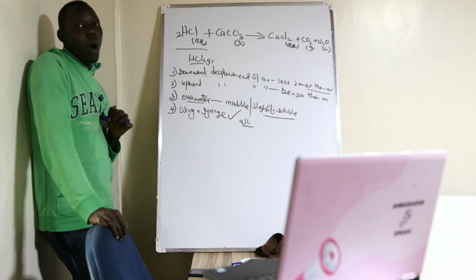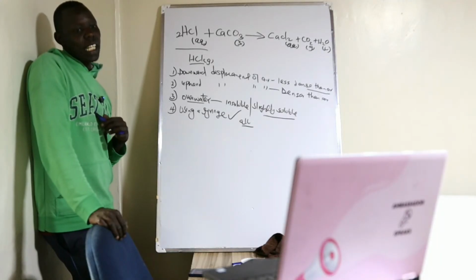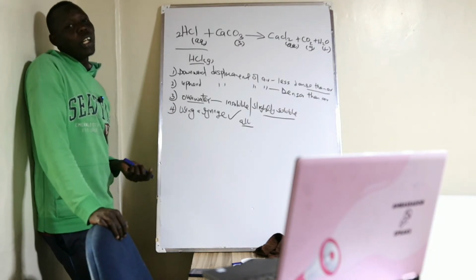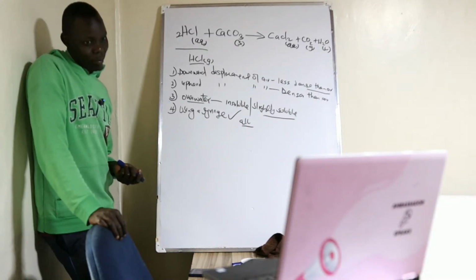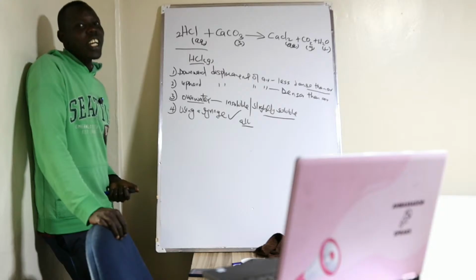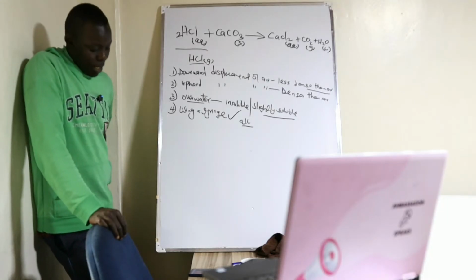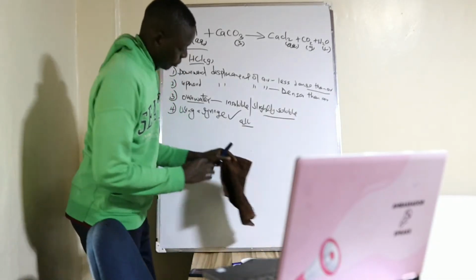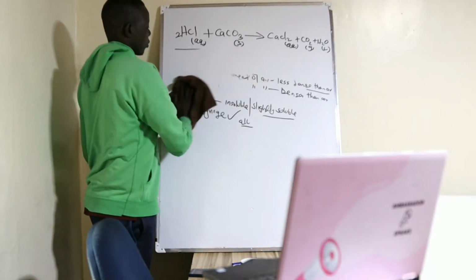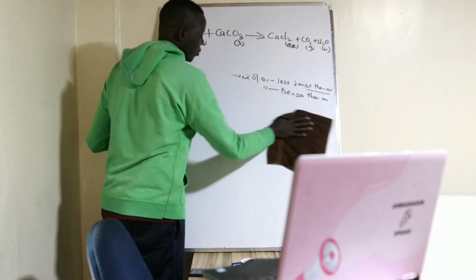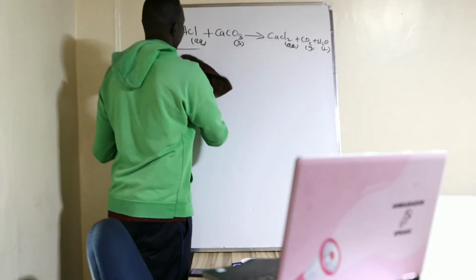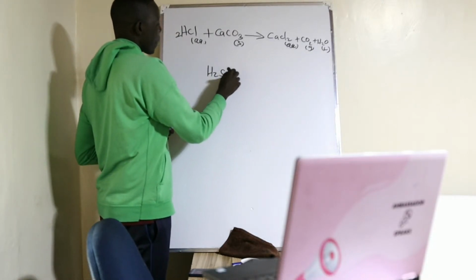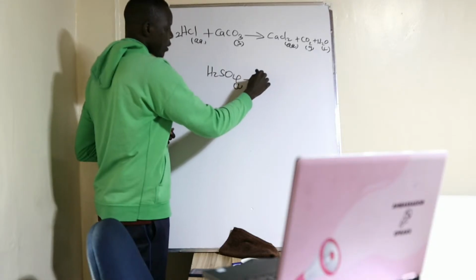Then why is it being passed through concentrated sulfuric acid? It is passed through concentrated sulfuric acid to dry the gas if the gas is needed dry. So it is a drying what? Agent. Yes. Drying agent. Niko na swali. Now that tumesema we have said that H2SO4 liquid is a drying agent.